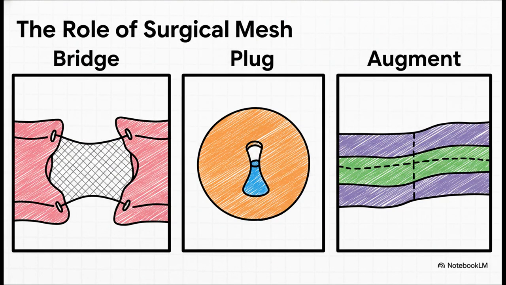Well, the answer in modern surgery is prosthetic mesh. This mesh serves one of three key functions. It can bridge a defect that's just too large to close. It can be used as a plug in very small defects, or, and this is the most common use, it is used to augment and reinforce a primary suture repair, taking all the tension off that suture line.